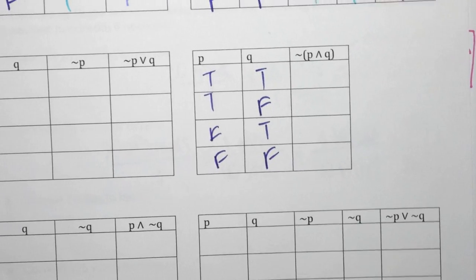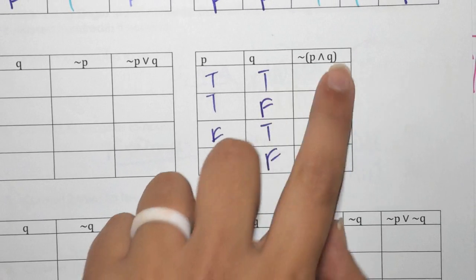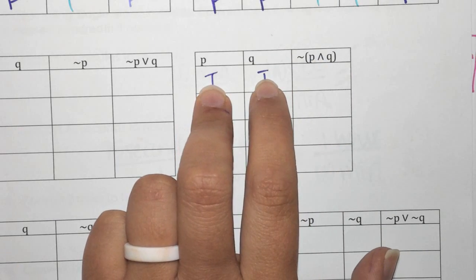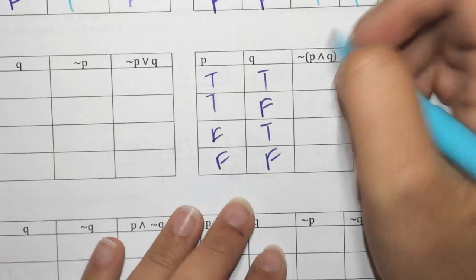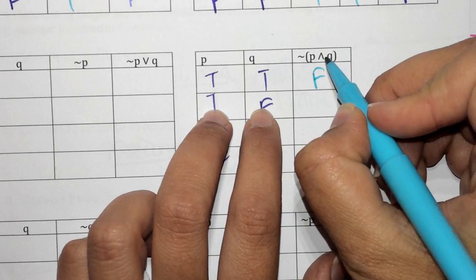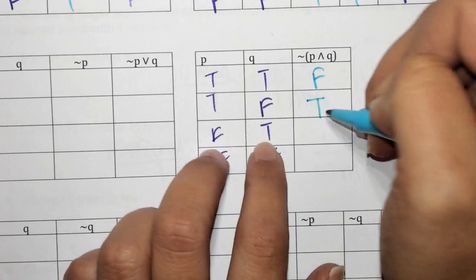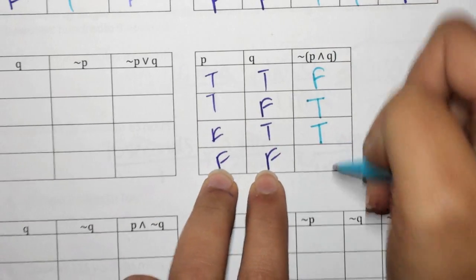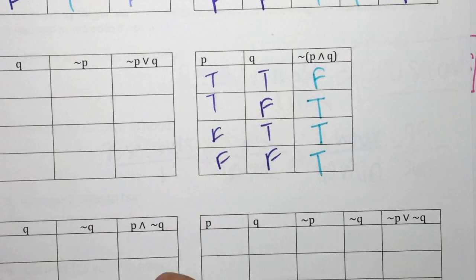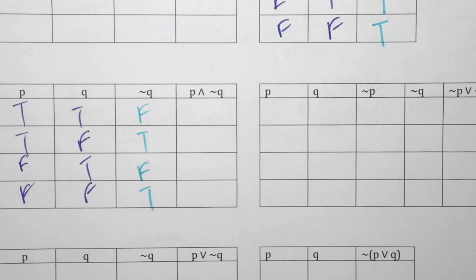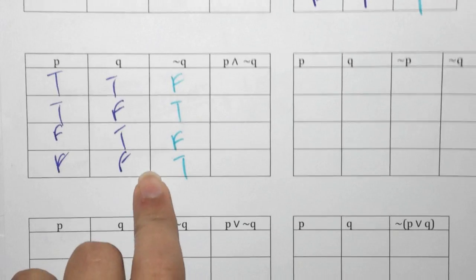Okay. This is on this one. Okay, so P and Q, they both have to be true. So this would be true, right? But what's the negation of true? False, okay? This would be false for P and Q. What's the negation of false? True. Okay. This would be false. What's the negation of false? True. And this one would be false. What's the negation of false? True. That's a good one. Is this what your chart looks like?